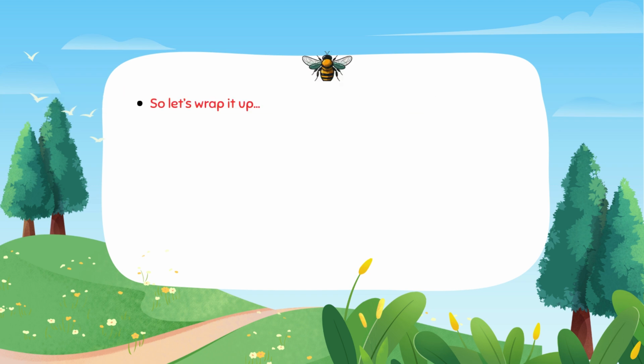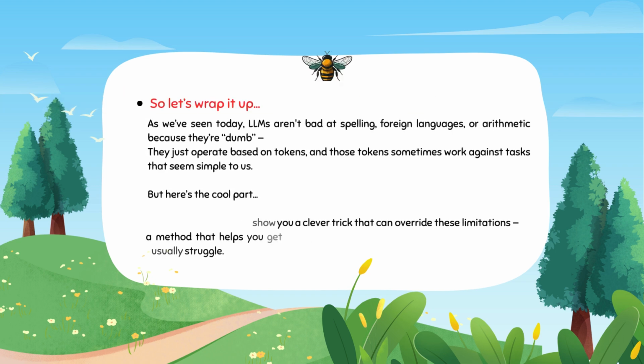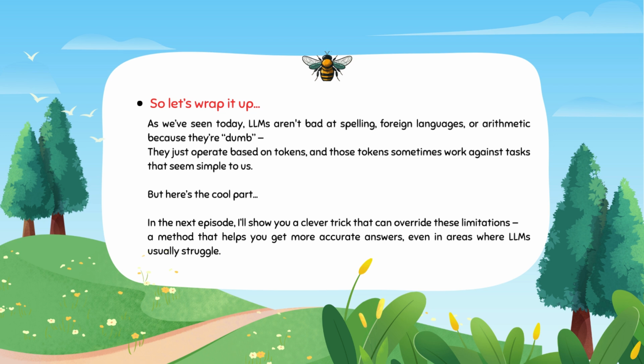So let's wrap it up. As we've seen today, LLMs aren't bad at spelling, foreign languages, or arithmetic because they're dumb. They just operate based on tokens, and those tokens sometimes work against tasks that seem simple to us.